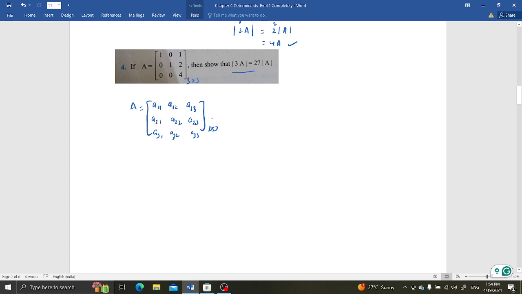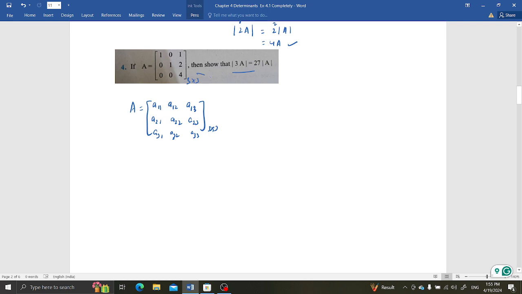So first of all, we need to observe which row or column. I'll tell you in short, so that your question will be completed. Here, first of all observe which row or which column contains the maximum number of zeros. You need to expand along that row or column.